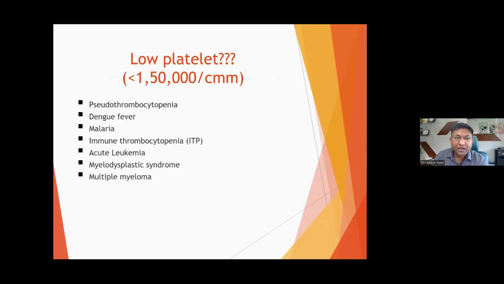Many times we find pseudothrombocytopenia also. Dengue and malaria are the commonest causes, we all know. Apart from that, immune thrombocytopenia, acute leukemia, myelodysplastic syndrome, and multiple myeloma.